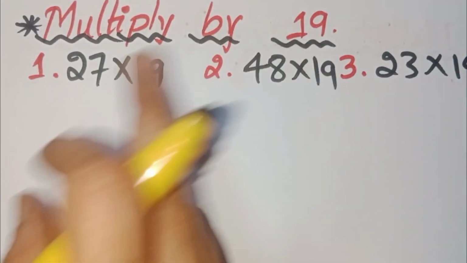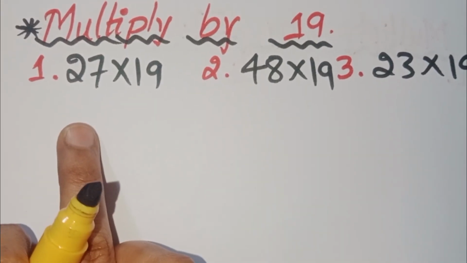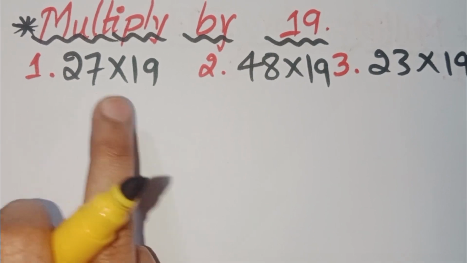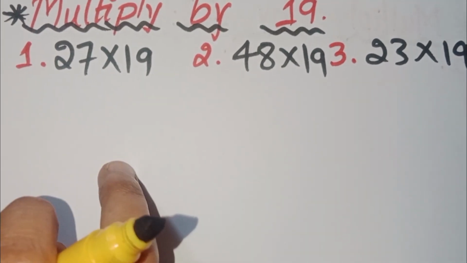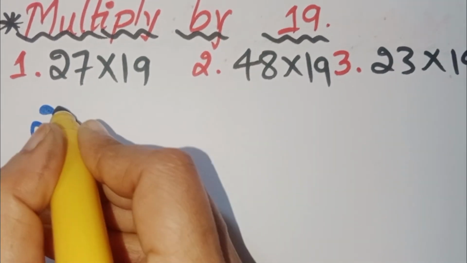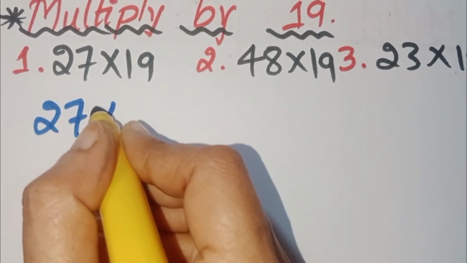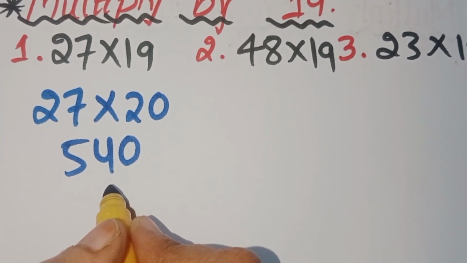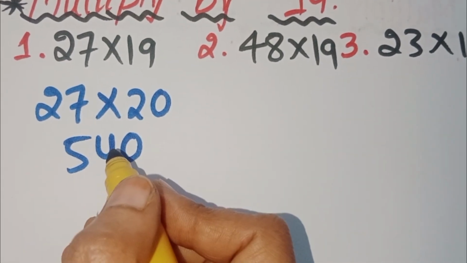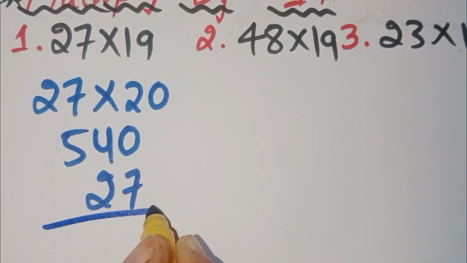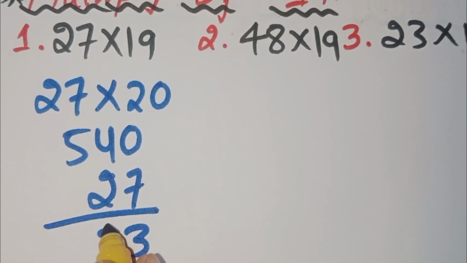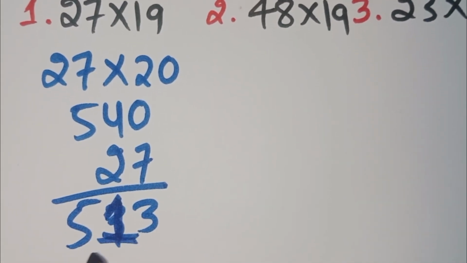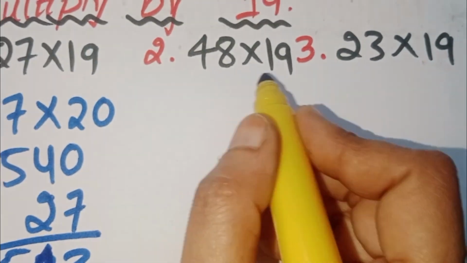Excellent. Multiply by 19. 27 into 19. Multiply any number by 19. The trick is, first multiply the number by 20, then subtract the original number. 27 into 20, we get 540. Subtract the original number 27. 513.